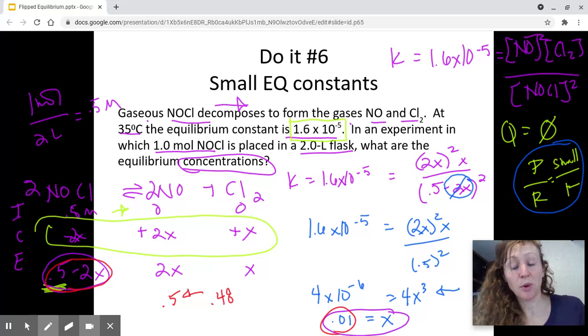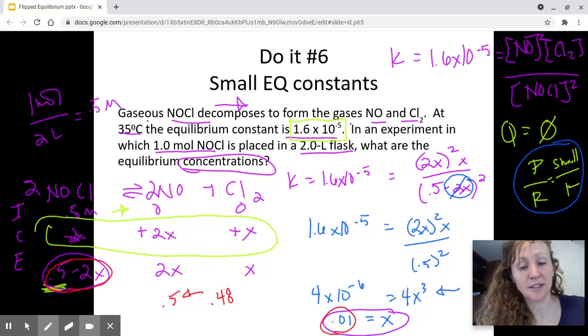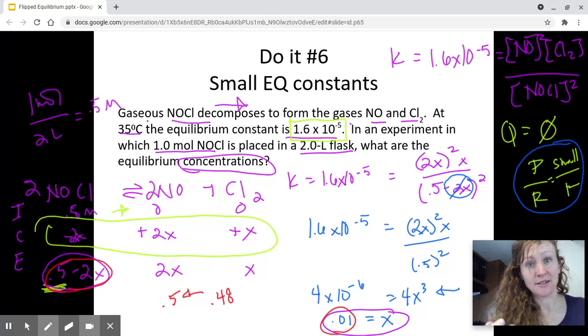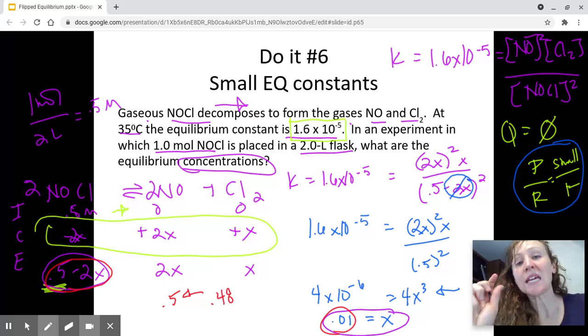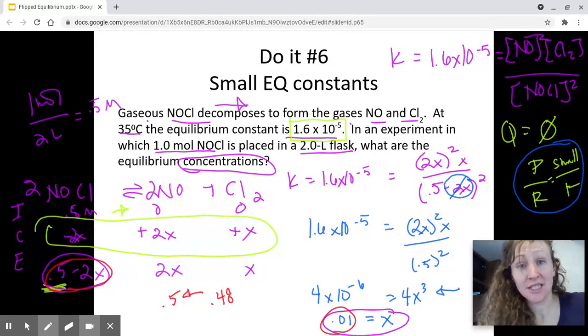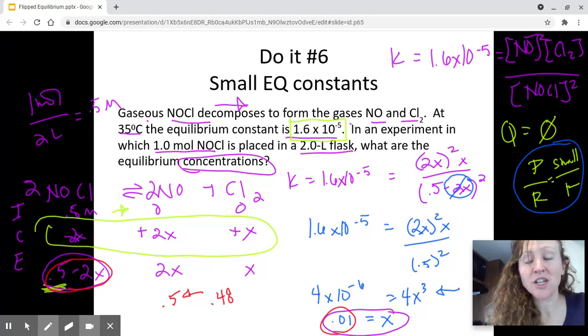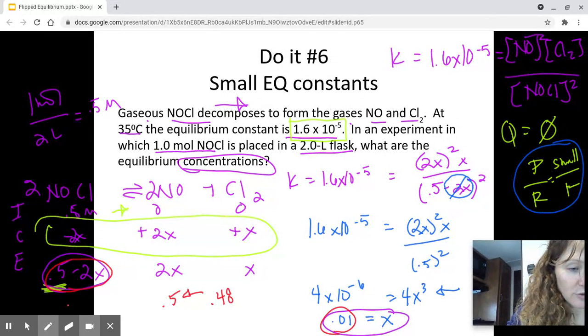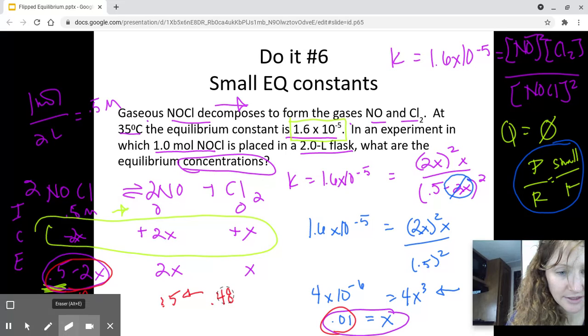Yeah, it is. 0.48 is 96% of 0.5. So the difference between them is 4%. So if you're within a 5% difference, you can make this approximation. This is valid. And so my equilibrium concentrations can use the x I found through making this assumption. 0.48 in this case.